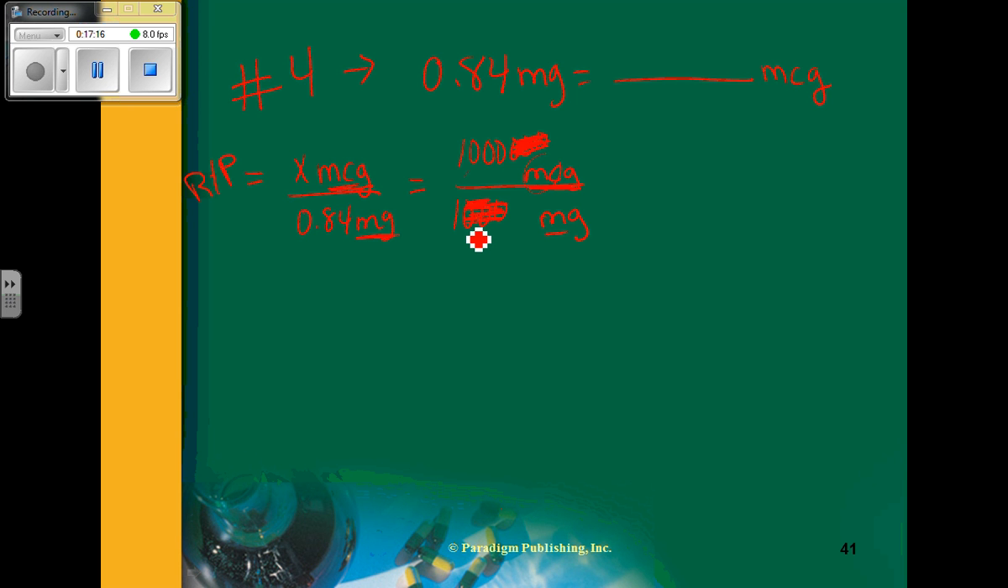So what you need to do here is, with the ratio and proportion, you cross multiply. X times 1 will be 1x. Remember, whatever you multiply the x by always goes on the bottom. 1,000 times 0.84 would be 840. Then 840 divided by 1 is 840 micrograms.